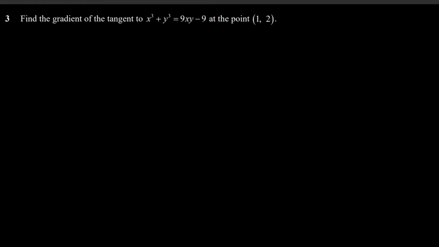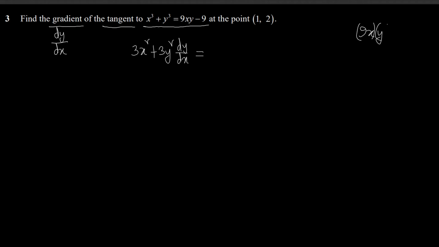Let's move to another question. Find the gradient, again the same question of the tangent. Hope you understand by seeing my procedure. So let us differentiate with respect to x again, because we know the gradient expression is dy/dx, so we need to reach dy/dx. If we differentiate with respect to x, we get 3x squared plus 3y squared dy/dx, and that equals 9xy. Actually, we have to apply the product rule because there are two parts, 9x and y.